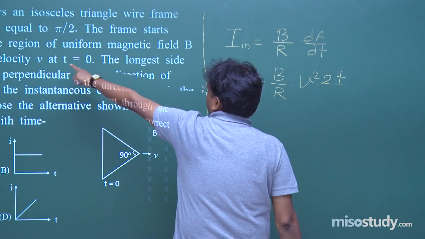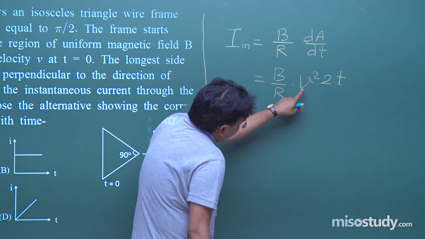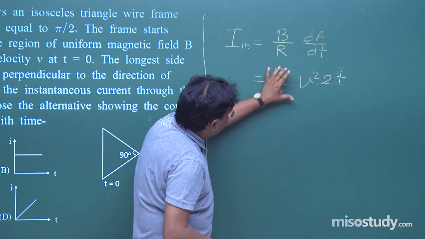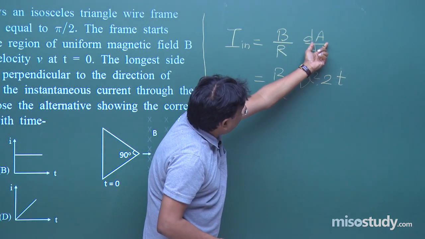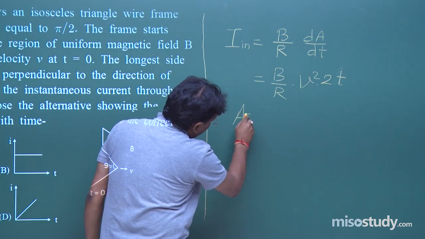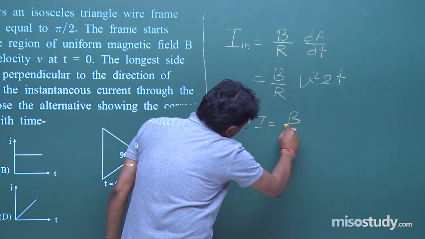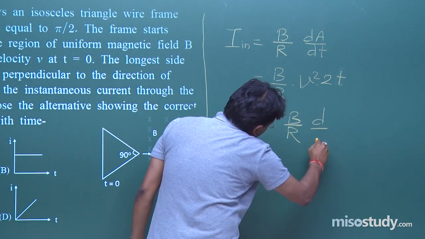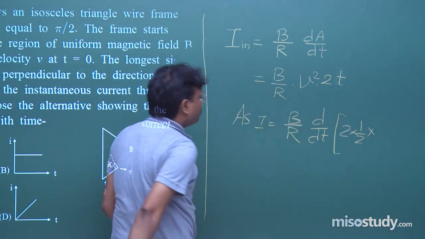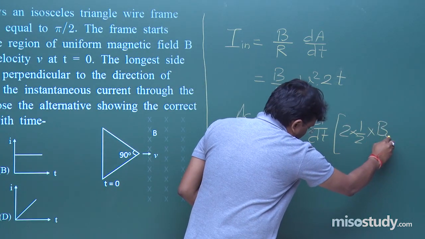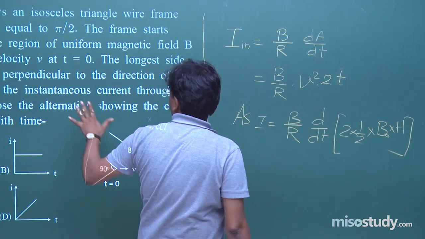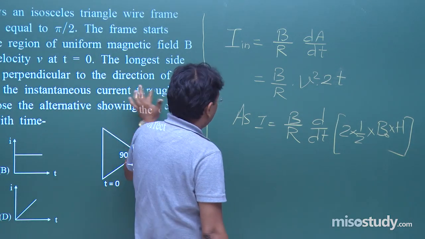As from this relation, okay. So, B upon R V square into 2t. Now, what should you do? B upon R out, d by dt. At the place of A, you should write down this expression, fine, as I is equal to B upon R d by dt of 2 into 1 by 2 into B naught into H, fine. I am just writing in the terms as it is given.